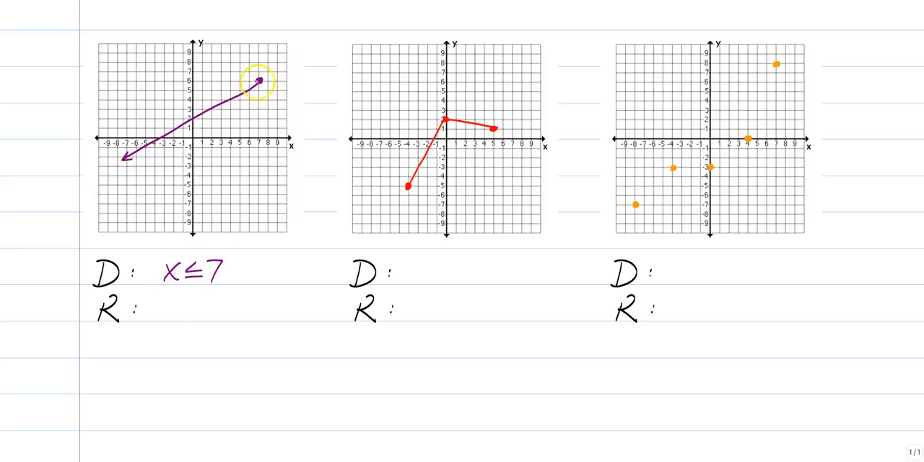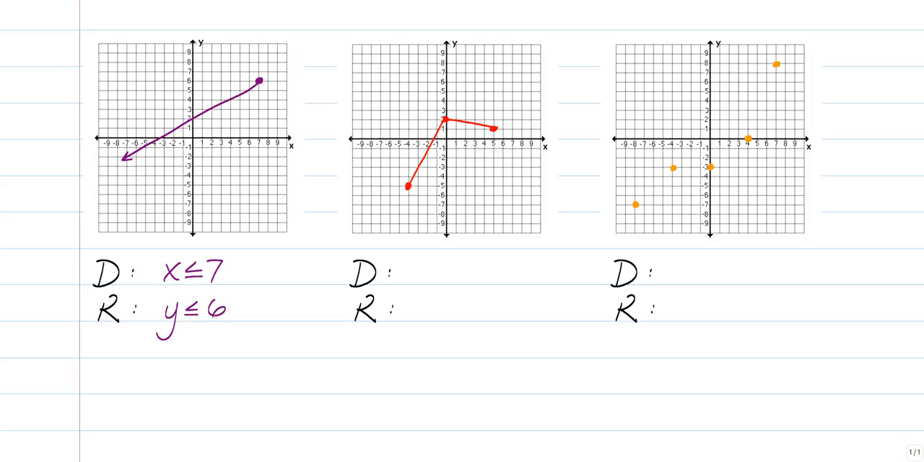And your range, it's going down forever, but it never goes above y equals 6. So your y is also less than or equal to, but this time we're less than or equal to 6 because it never gets above y is equal to 6. Okay, so if you got that, you are correct. All right, so this is the one that's a little bit tricky.